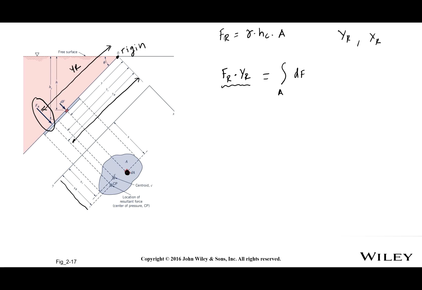So dF times y. Okay, y is the inclined distance from the free surface to this small area that we are looking at. For Fr we have gamma times hc, and hc can be written as yc sine theta, times A times yr. So that's our left hand side. For the right hand side we have this integral, so I will leave y as it is. For dF we can use this expression: dF will be gamma, and instead of hc, which is the vertical height to the centroid of the total area, we can just use y in this case, and then the area will be dA.